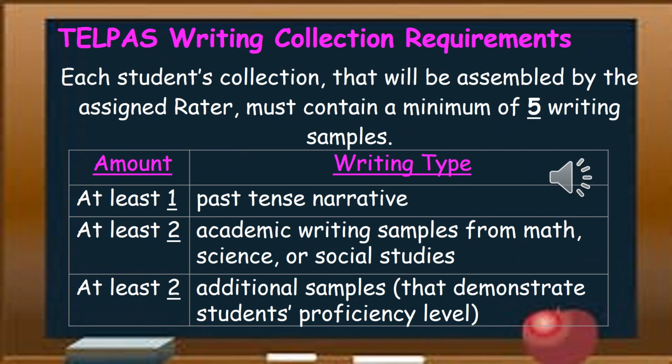Each student's collection that will be assembled by the assigned rater must contain a minimum of 5 writing samples. Of those 5 writing samples, at least one of them must be a past tense narrative that will be taken care of in their ELA class. There must be at least 2 academic writing samples from the content areas of math, science, or social studies, and then at least 2 additional samples that demonstrate the student's proficiency levels. Students' collections can have more than 5 writing samples. Nonetheless, they must have at least 5.